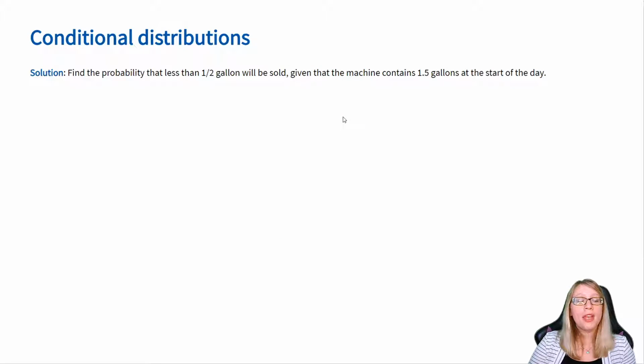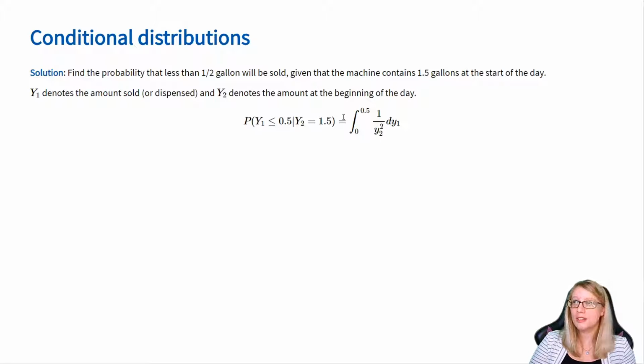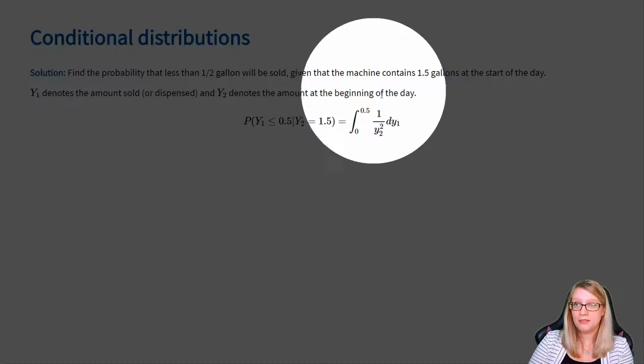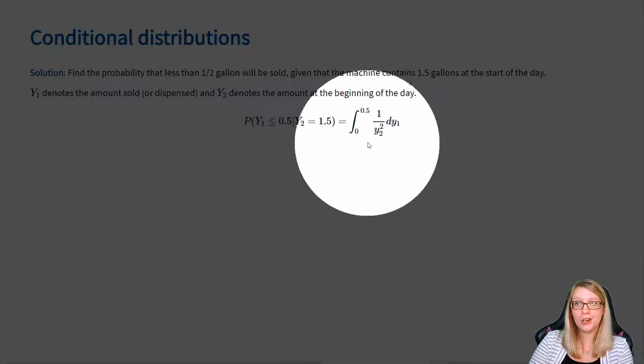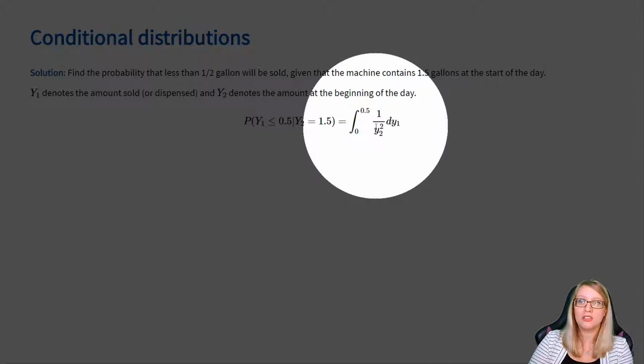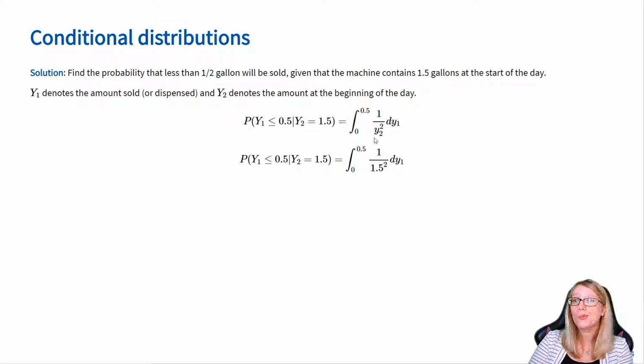So now, given that we have this conditional distribution, let's find the probability that less than 1/2 gallon will be sold, given that we start with 1/3 gallons during the day. So y1 denotes the amount that's sold or dispensed from this machine. y2 denotes the starting amount. So we have our conditional distribution here. Apologies for that. It looks like there's an extra squared term that's snuck in. Remember, our conditional distribution is 1 over y2. So we get 1 over 1/2.